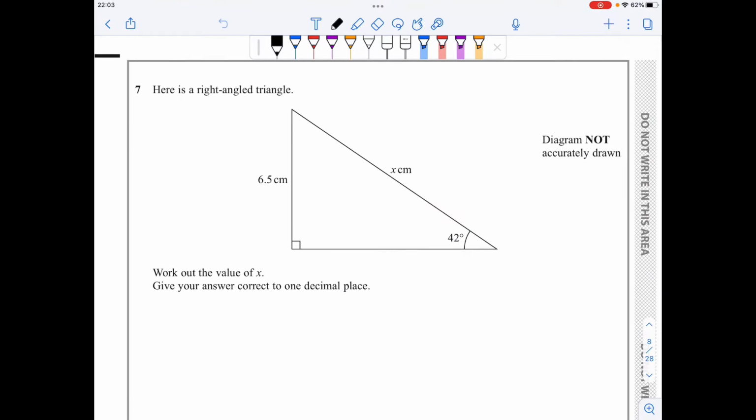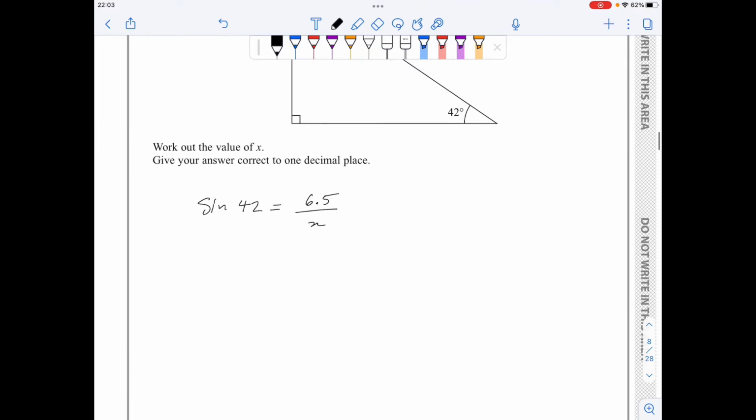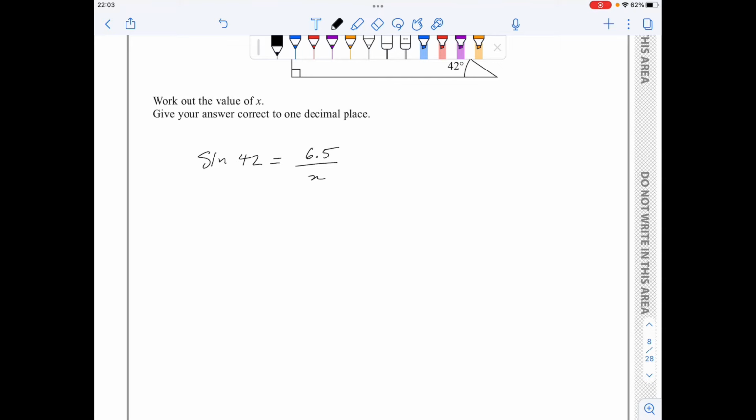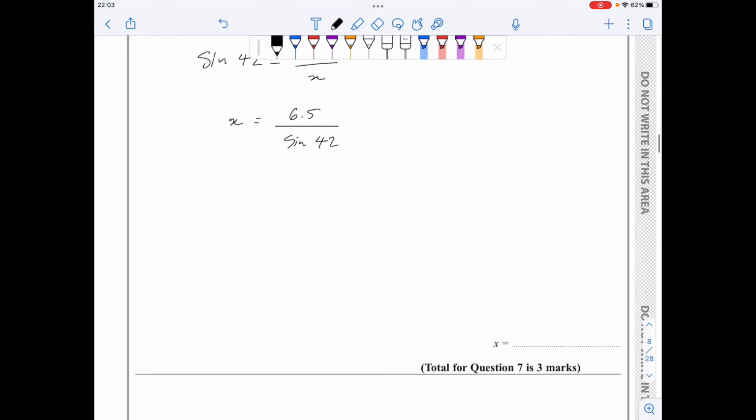For question 7, sine of 42 equals the opposite side, which is 6.5, over the hypotenuse, which is x. So if I rearrange this, I'll get x equals 6.5 over sine of 42. Put this in the calculator and you'll get 9.7, which is the final answer.